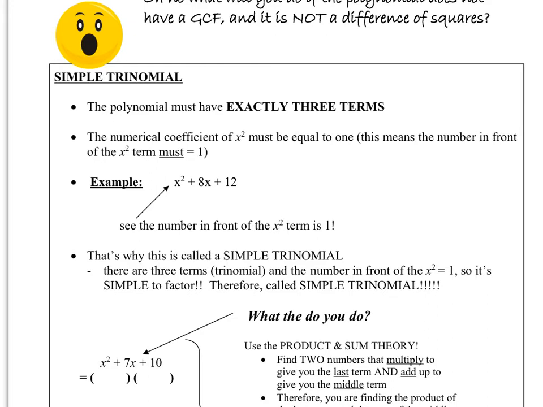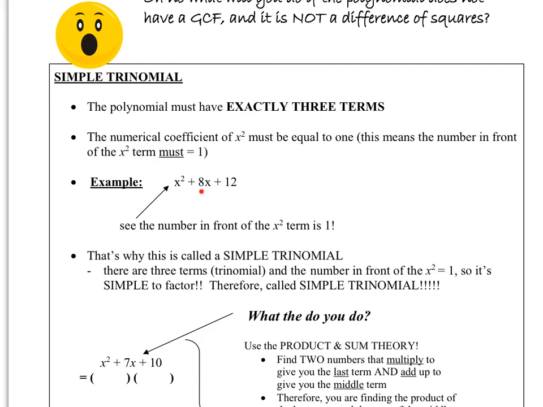We're also going to have a 1 in front of our leading coefficient, our highest degree, that x squared. We got to see a 1 in the front. And that 1 is going to make it a simple trinomial. It's also going to make it that we can't use greatest common factor. And when it has three terms, we also know that we can't use a difference of squares because a difference of squares can only have two terms.